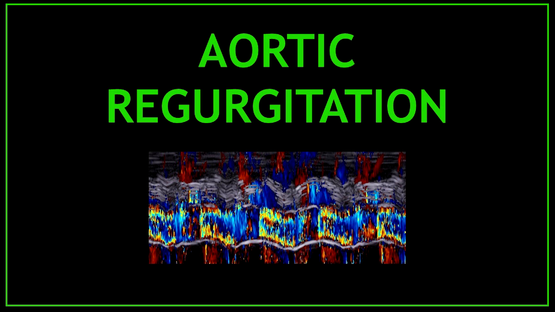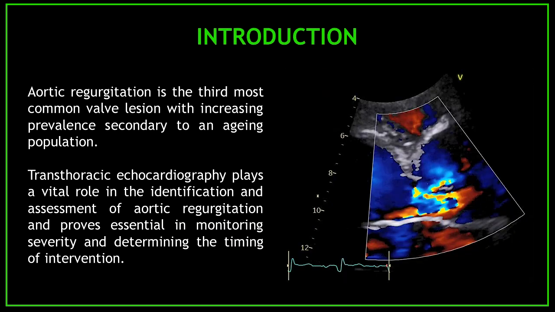So let's start with aortic regurgitation. Aortic regurgitation is the third most common valve lesion with increasing prevalence secondary to an aging population. Transthoracic echocardiography plays a vital role in the identification and assessment of aortic regurgitation and proves essential in monitoring severity and determining the timing of intervention.